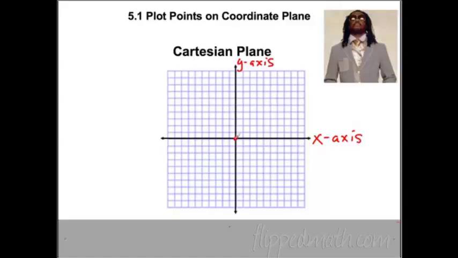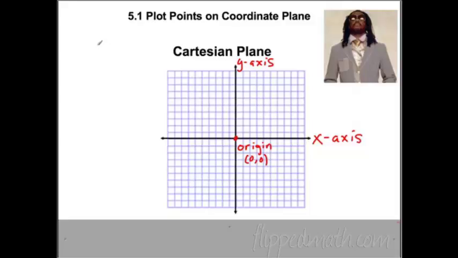Where do they intersect? Where do they cross? Right here at point 0, 0. Well, what is 0, 0 really called? It's called the origin. It's like where everything originates. So please know point 0, 0 is the origin. So we've got the x and y axis, we've got this origin at 0, 0.